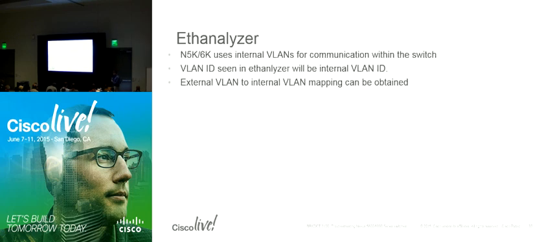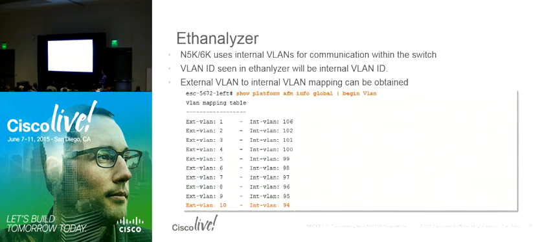So on the Nexus 5K, 6K, we always use internal VLANs within the box. Once a packet enters the front panel port, we slap it with an internal VLAN for all communication inside the box, including to the CPU and from the CPU. So anytime you do Ethanalyzer, if you see a VLAN, it's an internal VLAN, but the good thing is you can get the mapping. There are multiple ways to get this, but this is by far the easiest way to get the mapping for all the VLANs on the switch.